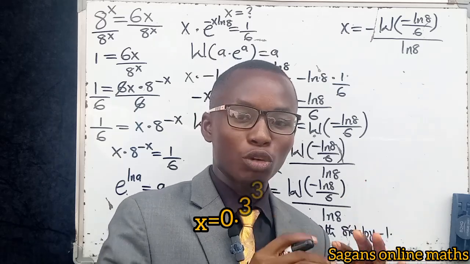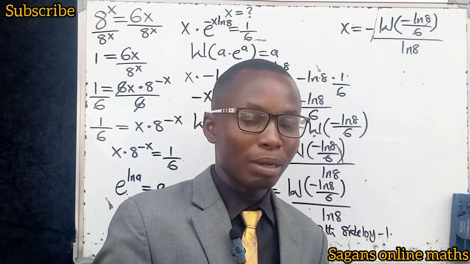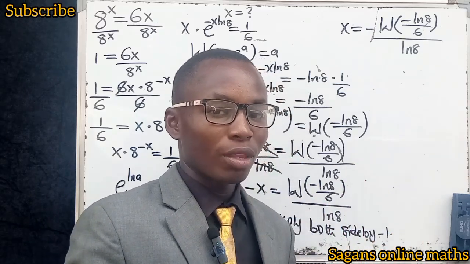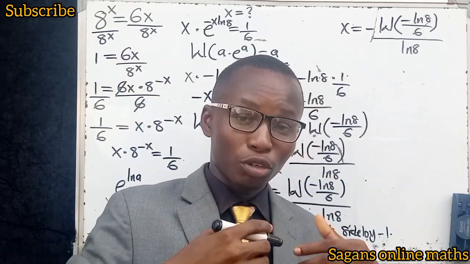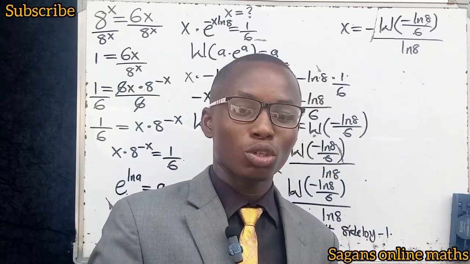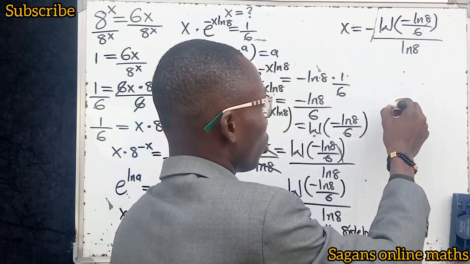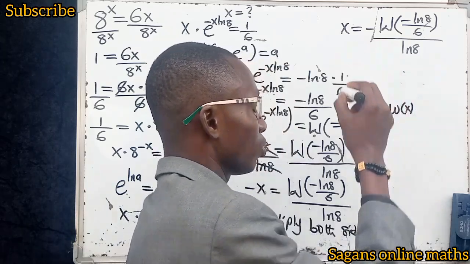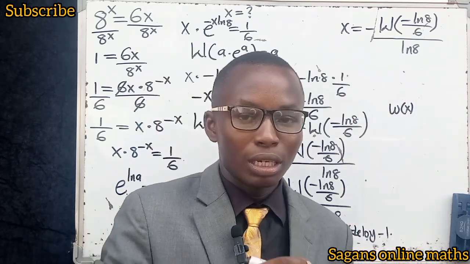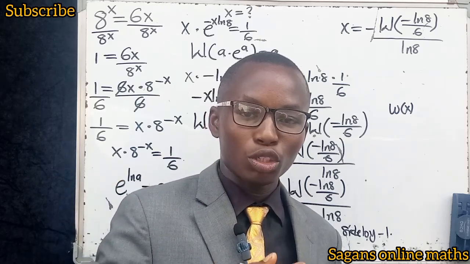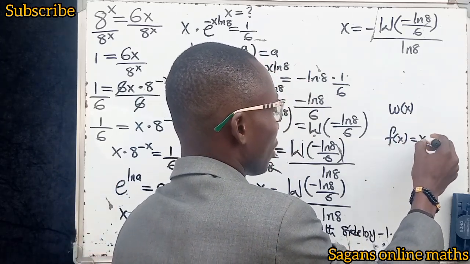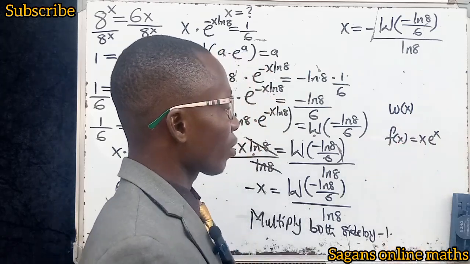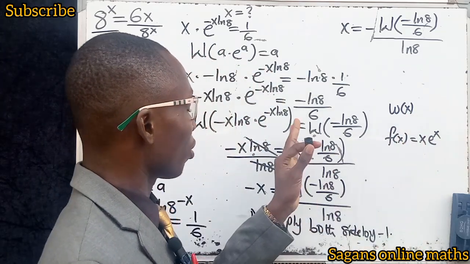Remember that the Lambert function you are hearing about, the definition of the Lambert function came from the inverse function. It came from the inverse of a function f of x. f of x equals x multiplied by e to the x.